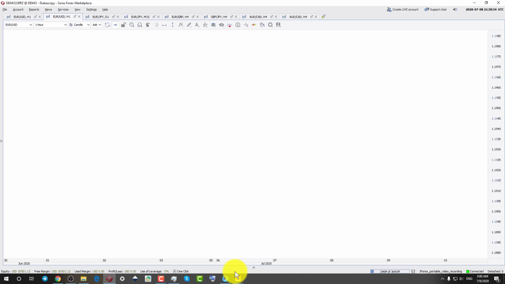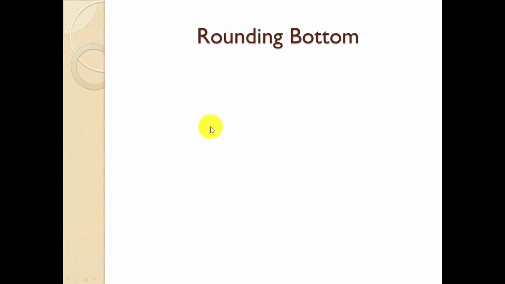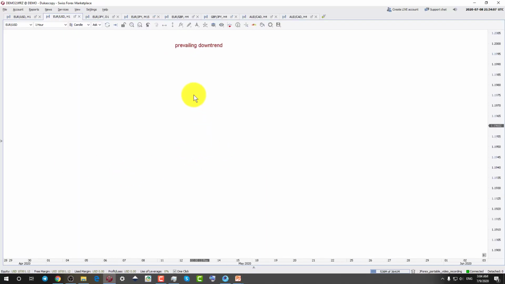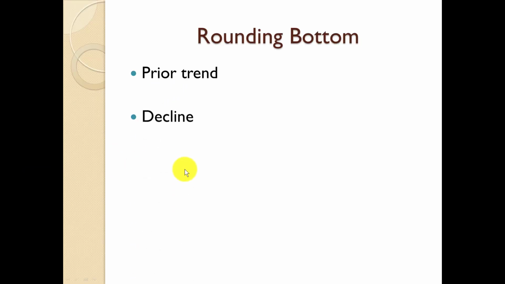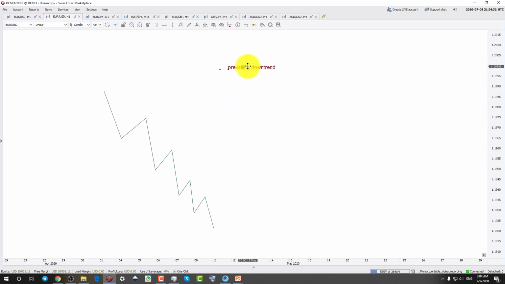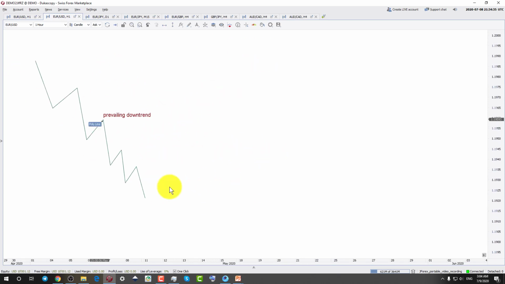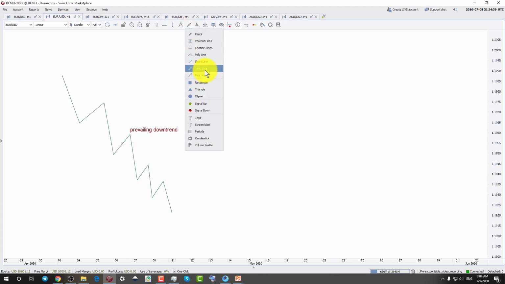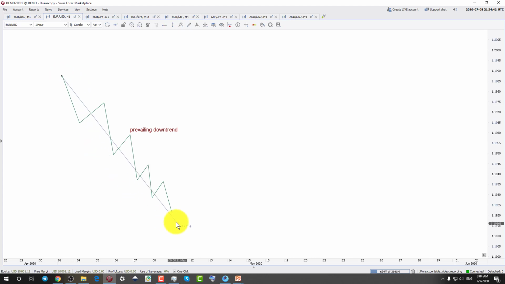Now, what are the essential ingredients for a rounding bottom or a saucer bottom to form? The first thing in case of a rounding bottom is a prior trend. So we'll mark a prevailing downtrend. It should be lower highs and lower lows. Very well. Then the second thing in the rounding bottom is a decline. Of course, we have already made a decline, because if there is a prevailing downtrend, that means there is a decline. From here till here, it is a decline.